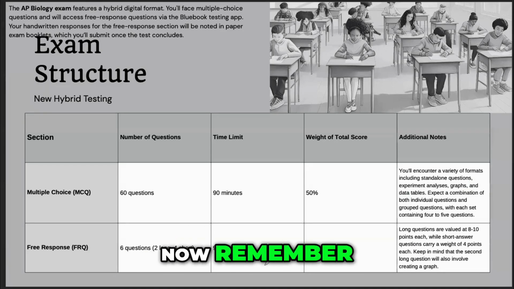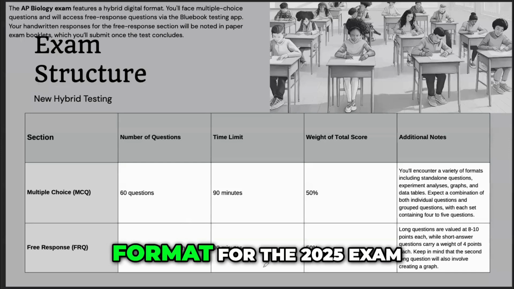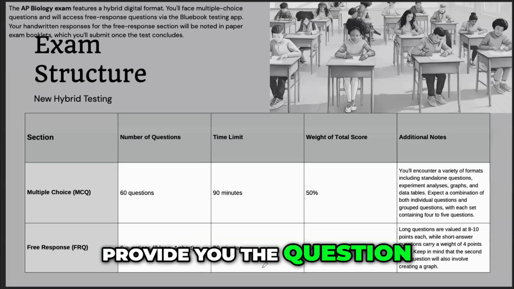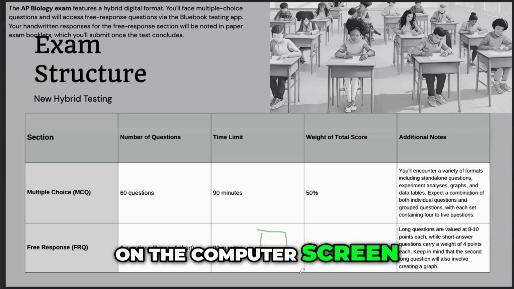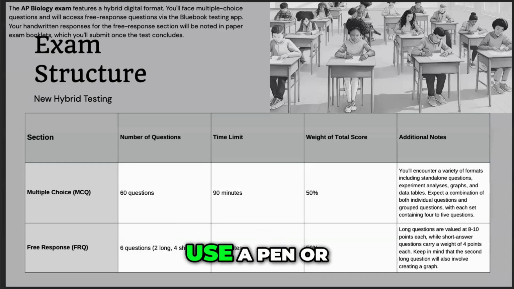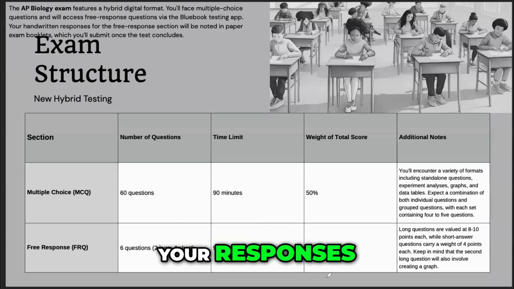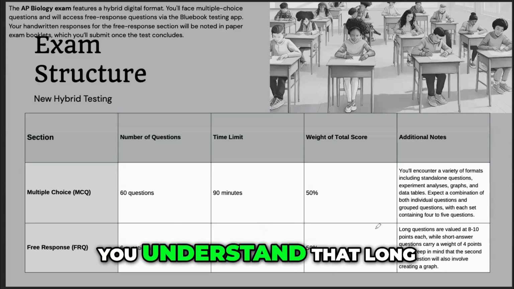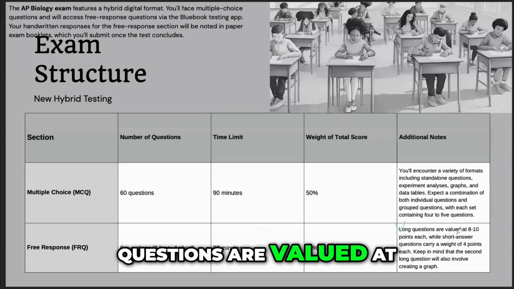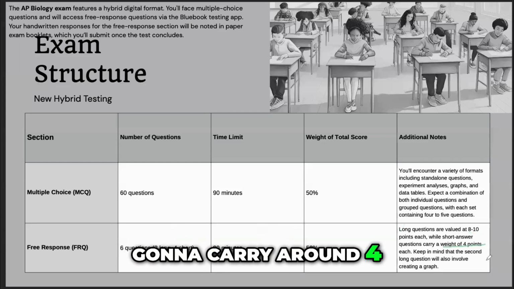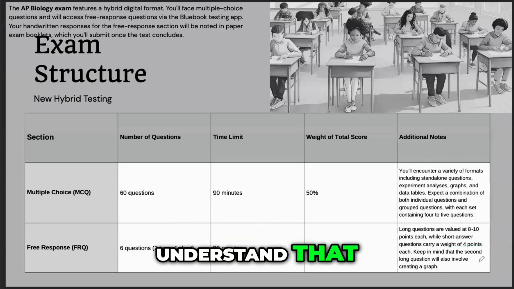Same thing, 90 minutes. Now remember, in the hybrid testing format for the 2025 exam, Bluebook is going to provide you the question on the computer screen, but you're expected to use a pen or pencil to write down your responses. Now, make sure that you understand that long questions are valued at 8 to 10 points each, while short answers are going to carry around 4 points each.